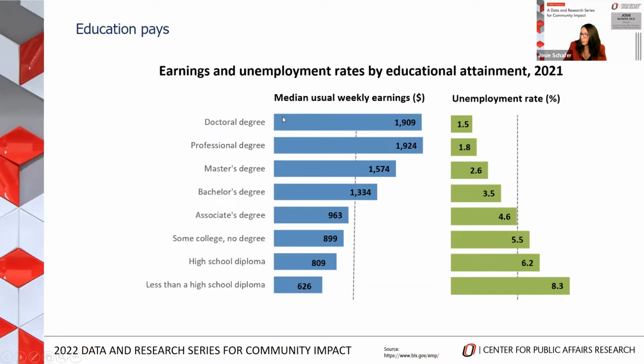Okay, some labeling. I know what everything is. So there's some contrast here. One thing is in blue, one thing's in green. They also work in different directions. So this is saying median usual weekly earnings goes up as you get more education, except the doctoral degree messes everything up. And unemployment rate goes up as you have less education.